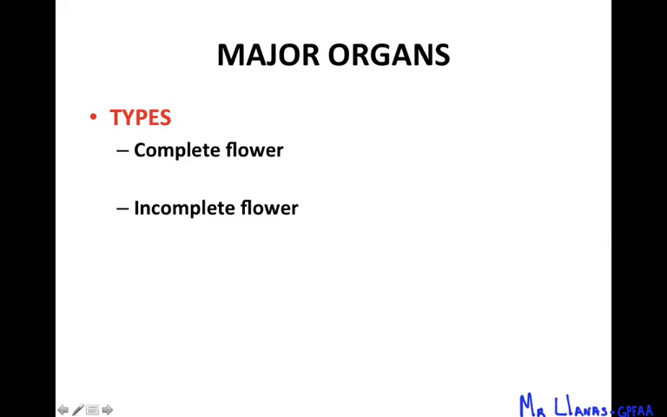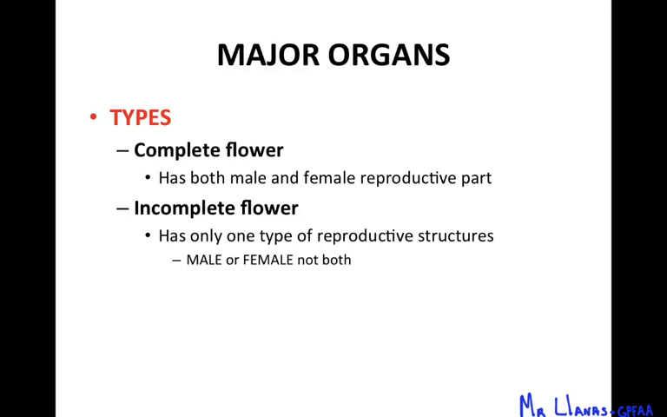Now there are two types of flowers. There are some that are called complete flowers, which have both male and female reproductive parts, and there are some that are called incomplete flowers, which only have either the male or the female reproductive parts.